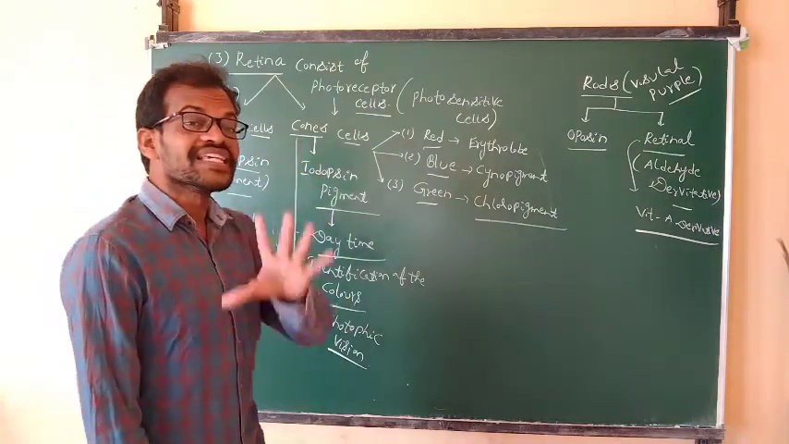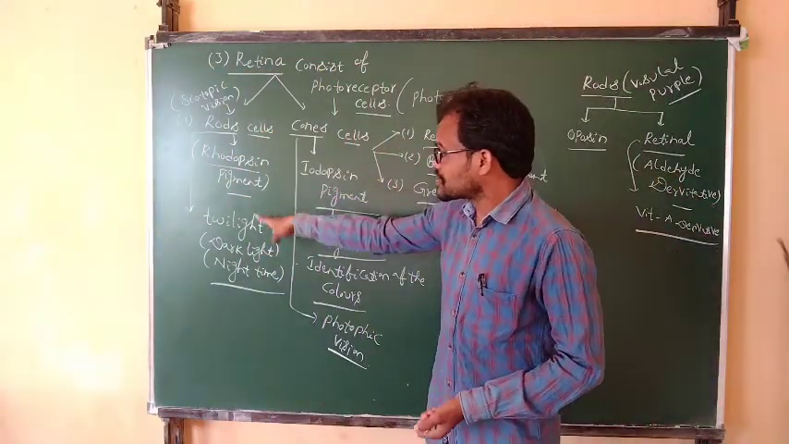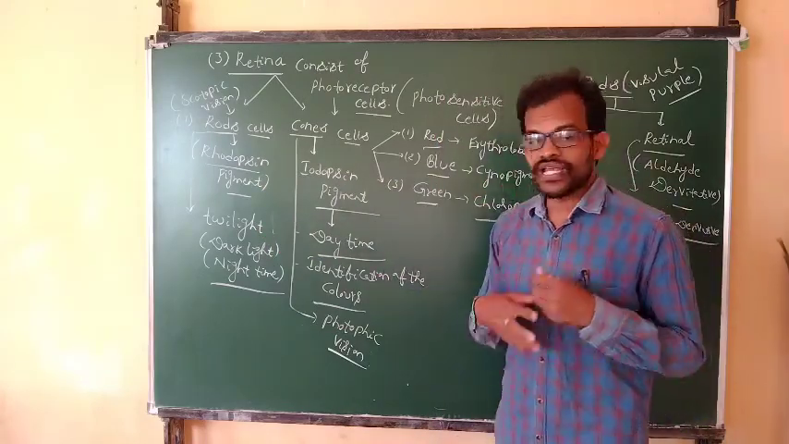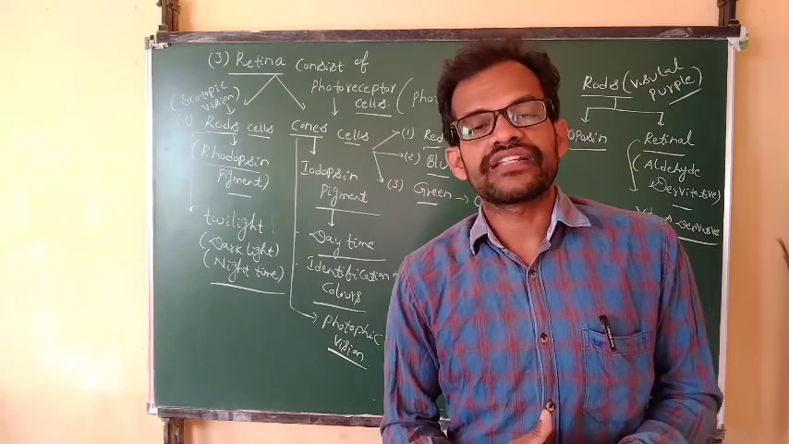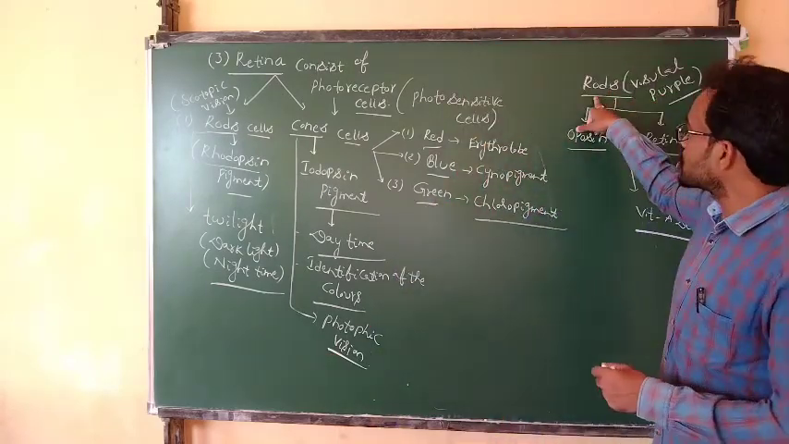Rod cells are helpful for the night time. The cone cells are helpful for the daytime. You can observe different types of colors because of the cone cells.